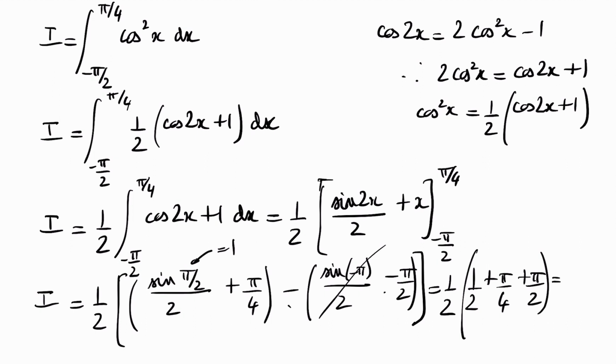So it's 1/4 plus pi on 8 plus pi on 4, that's 1/4 plus 3 pi on 8. That's it.